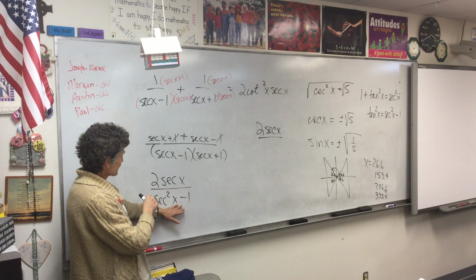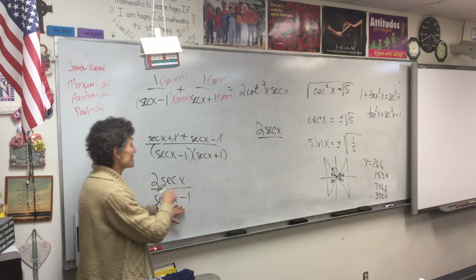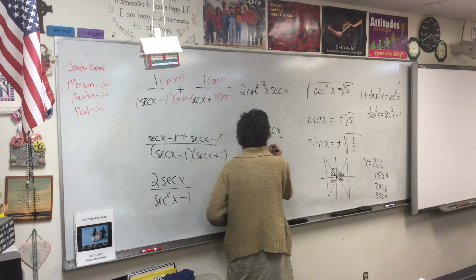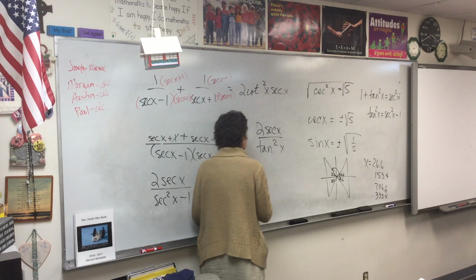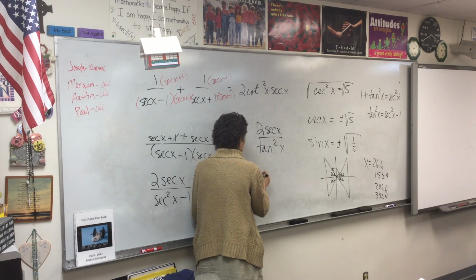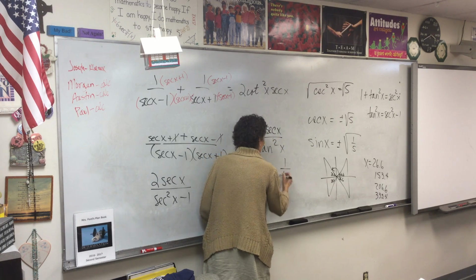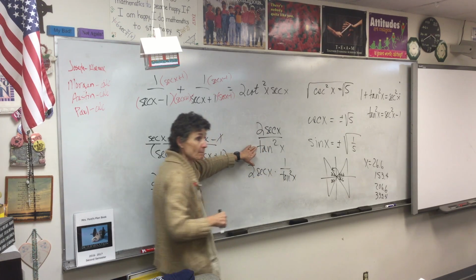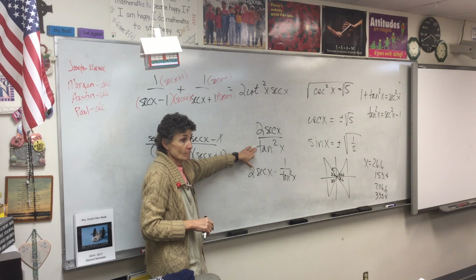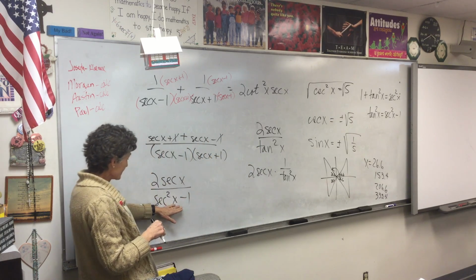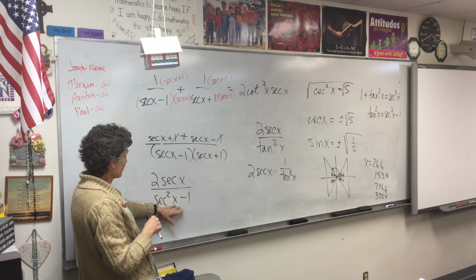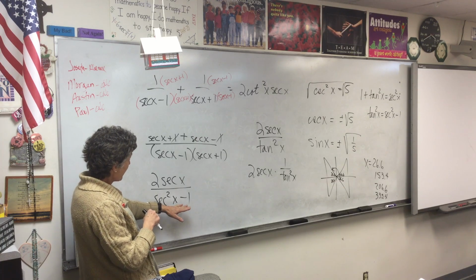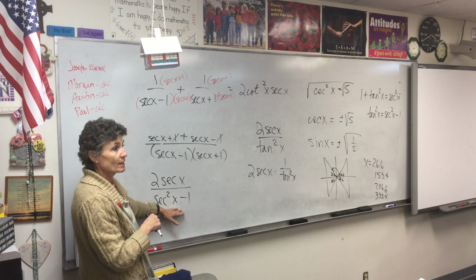That's fair. Secant squared minus 1 is in the denominator, so my tangent squared is in the denominator. So what I have here is 2 secant times 1 over tangent squared. That tangent squared is in the bottom. See that? This was in the denominator, so I wrote it in the numerator, and it has to stay in the denominator. So I have a tangent squared in the denominator.